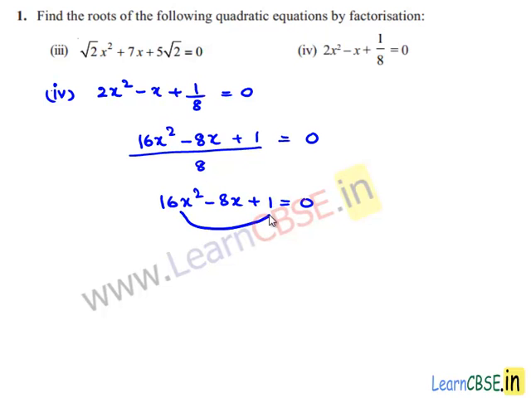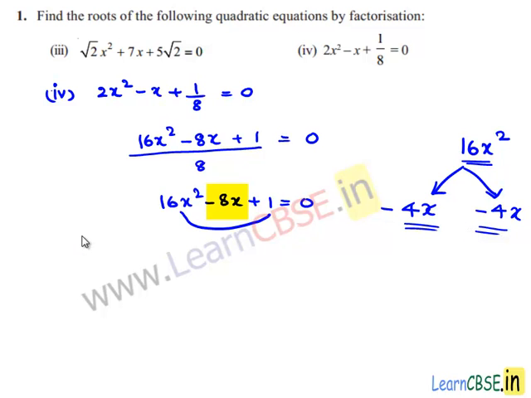The product of the first term and the last term is 16x square. We need two terms such that their product must be equal to 16x square and their sum must be equal to minus 8x. 4x and 4x. The product will be 16x square, and if I put a minus sign here, their sum minus 4x and minus 4x will be minus 8x. So minus 4x and minus 4x will satisfy both the conditions.